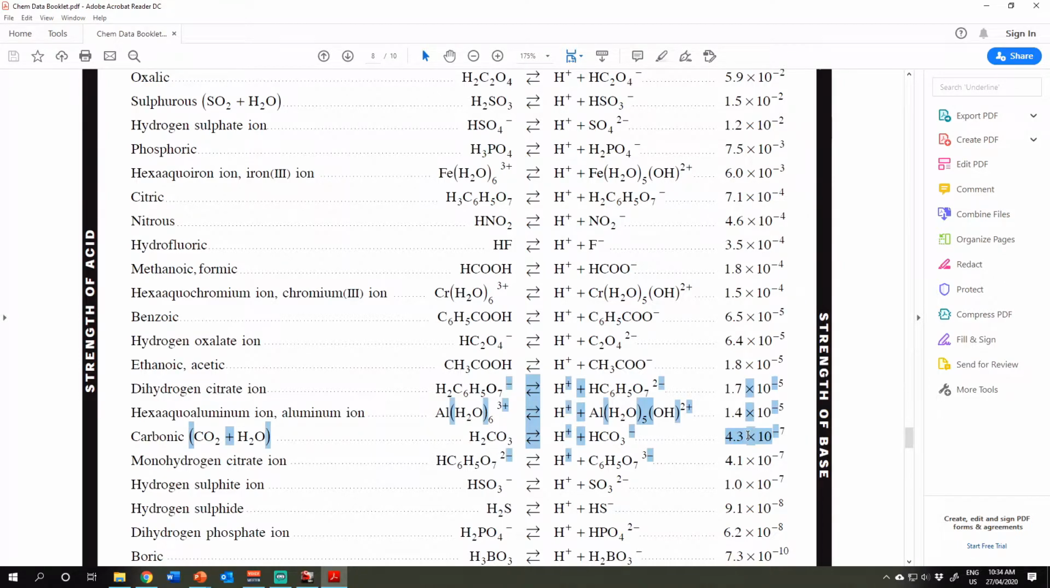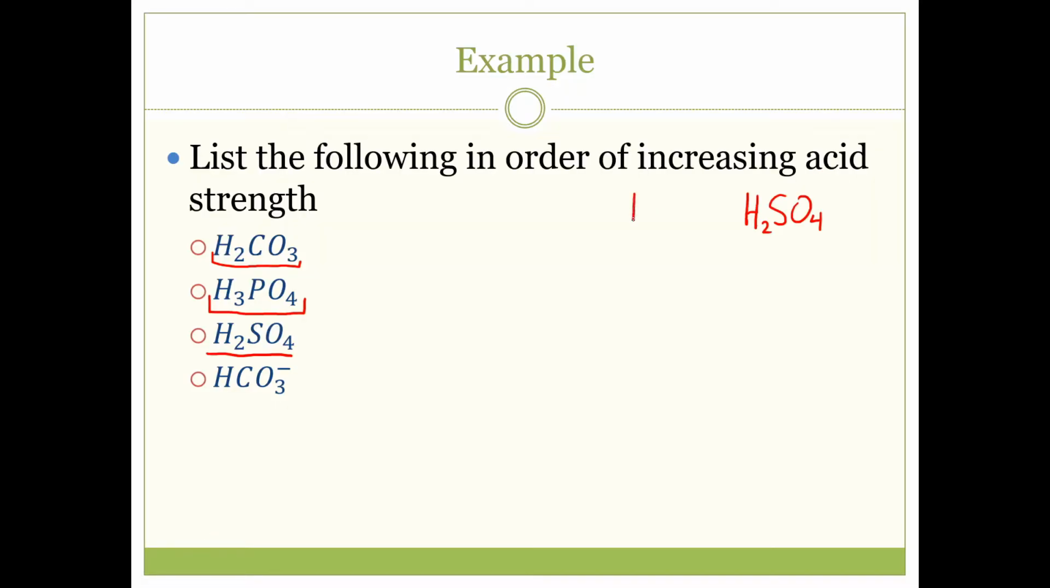H2CO3 has a Ka of 4.3 times 10⁻⁷. So H3PO4 would be the next strongest acid, followed by H2CO3, and that leaves HCO3⁻ as the weakest of these acids, and it kind of makes sense because it only has 1 hydrogen.